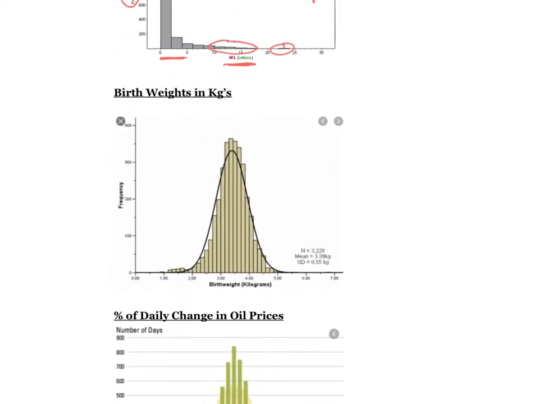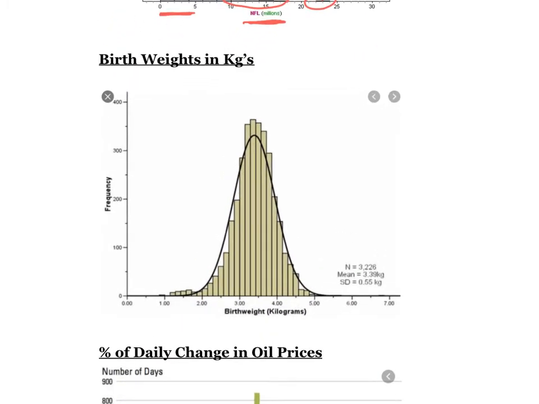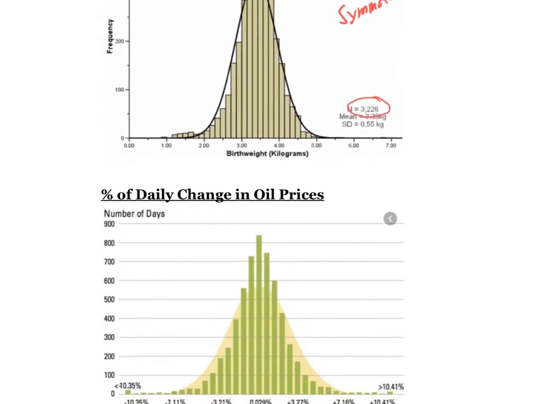Here's another graph. This is 3,226 babies that were born, and this is a graph of how much they weighed at birth, and the weight is in kilograms. You can see that this distribution is symmetric, and we'd actually call it unimodal symmetric because it has one peak in the middle. Okay, so things like weight or birth weight in any species ends up to be this unimodal symmetric distribution. So we're going to end up seeing that a lot.